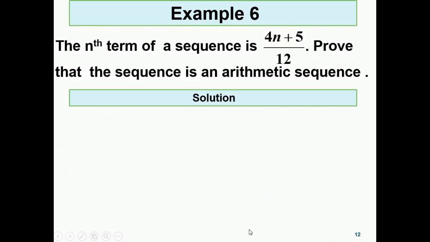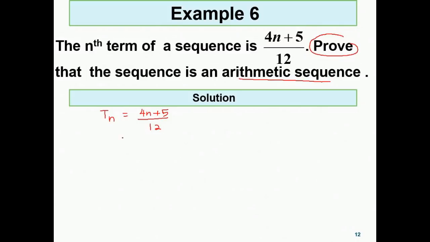Example 6. The nth term of a sequence is (4n plus 5) over 12. So this is Tn. Tn is equal to (4n plus 5) over 12. Prove that the sequence is an arithmetic sequence.